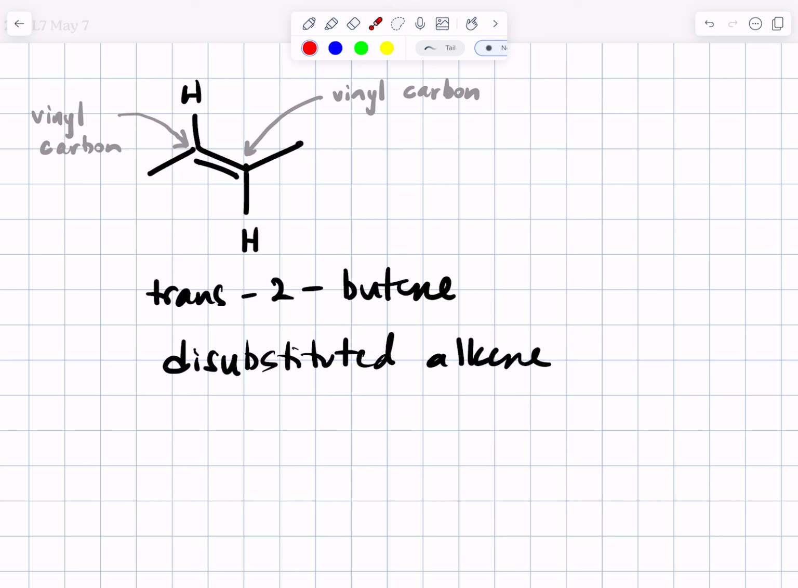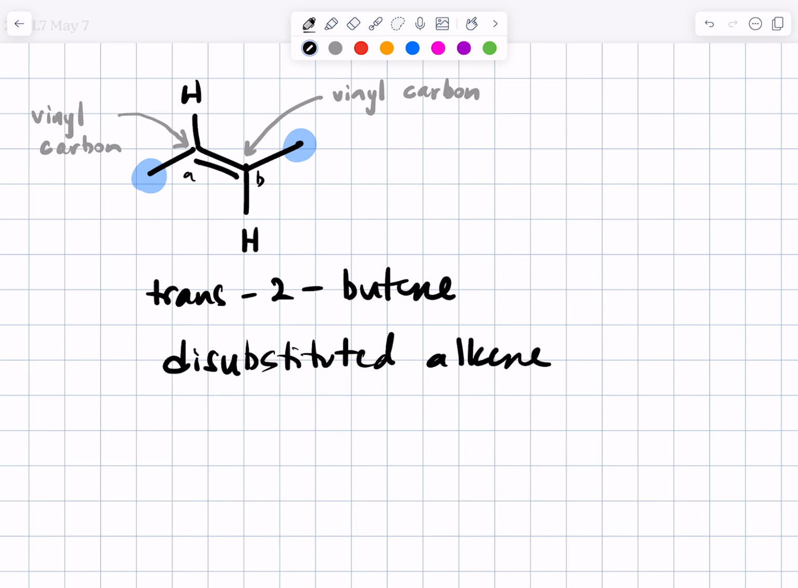Tri-substituted would be 3, tetra-substituted would be 4, mono-substituted would be 1. So in this di-substituted alkene, the two non-hydrogen things, these methyl groups, are on opposite sides of the alkene. And if you looked down the bond between vinyl carbon A and vinyl carbon B, you would see that the two methyl groups would be anti to each other or opposite each other.